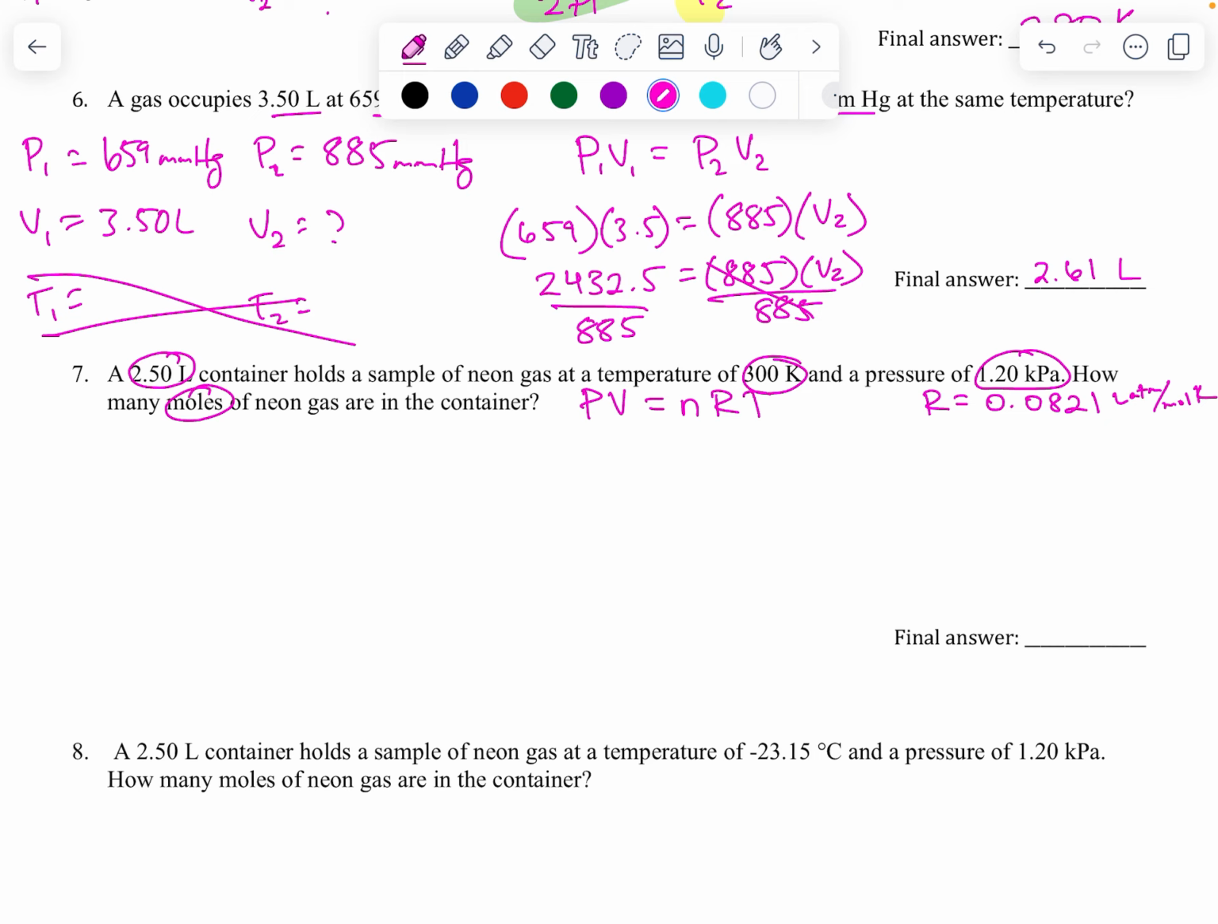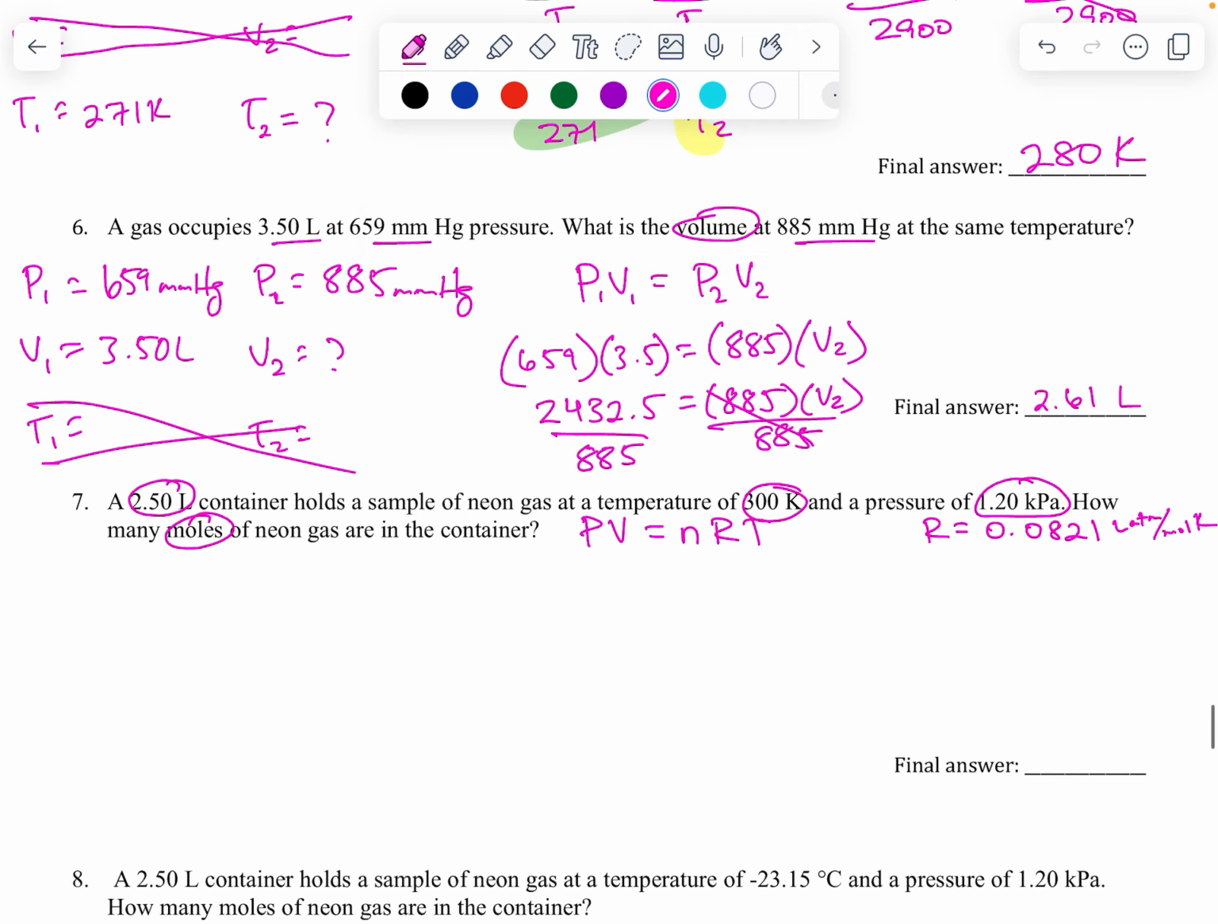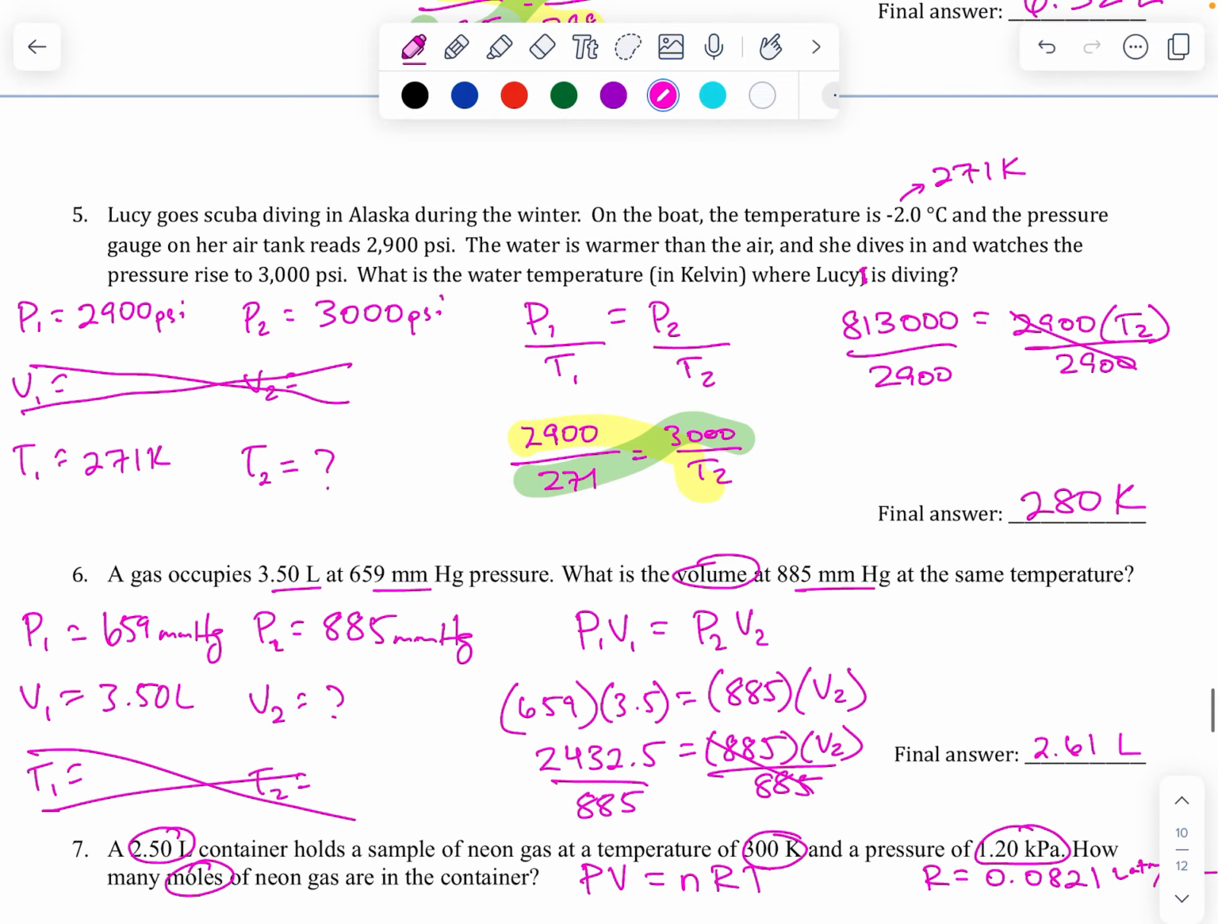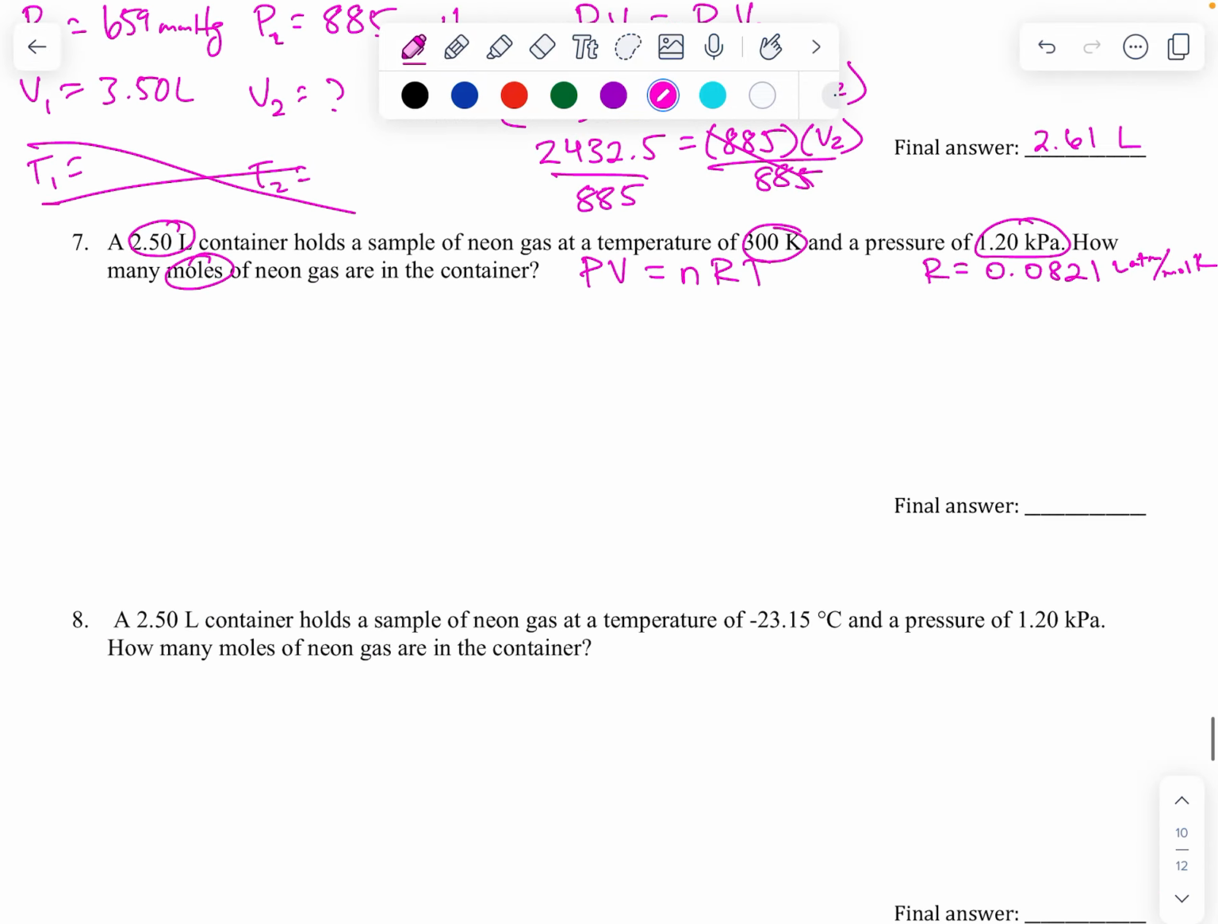And because I'm talking moles, as you can see, there's no moles in the combined gas law or any of the other three on their own. So that's how I also know that we're going to be dealing with PV = nRT, or the ideal gas law. So P, V, n, T. I don't include R. We know what R is. But P is 1.2 kilopascals. However, that needs to be atmospheres in order for us to be able to use it. So we need to convert kilopascals to atmospheres.